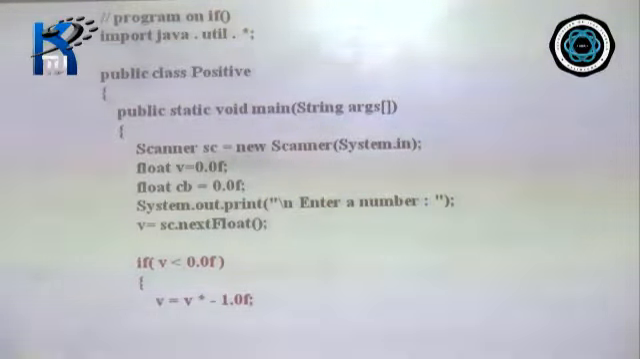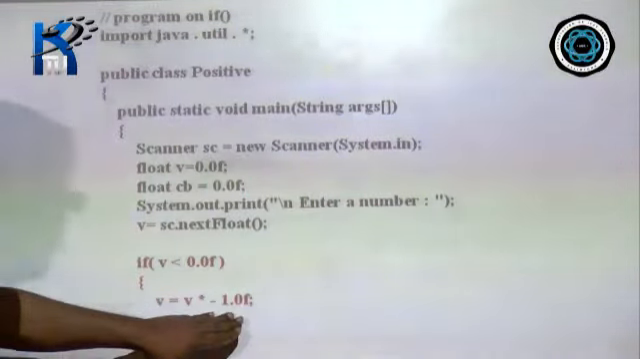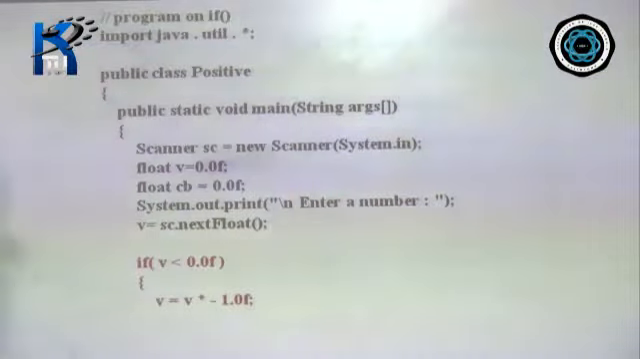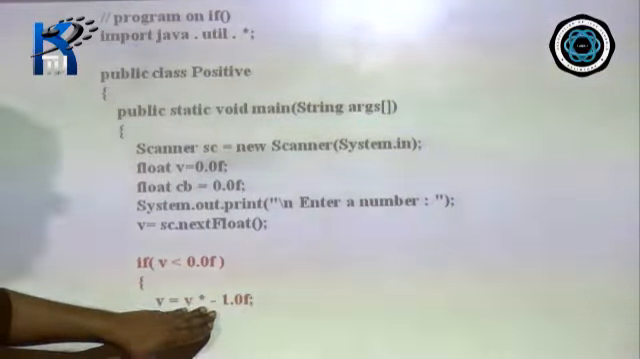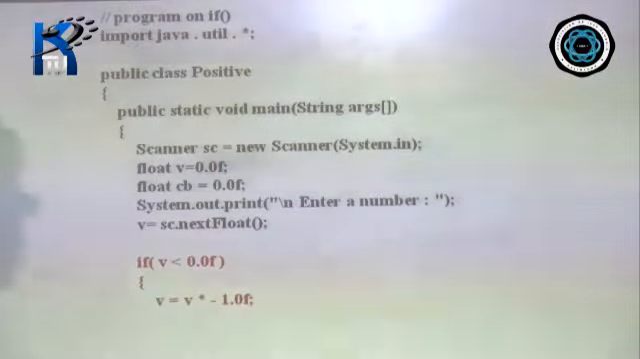Now, how do you convert a negative value to a positive value? What we do is we take the negative value and multiply by -1. Any negative value, when you multiply by -1, it becomes positive. The actual value doesn't change, only the sign, whether it is negative or positive, that changes. So here, in case the user has given a negative value, when you multiply by -1, it becomes positive. The absolute value of the variable v remains the same.